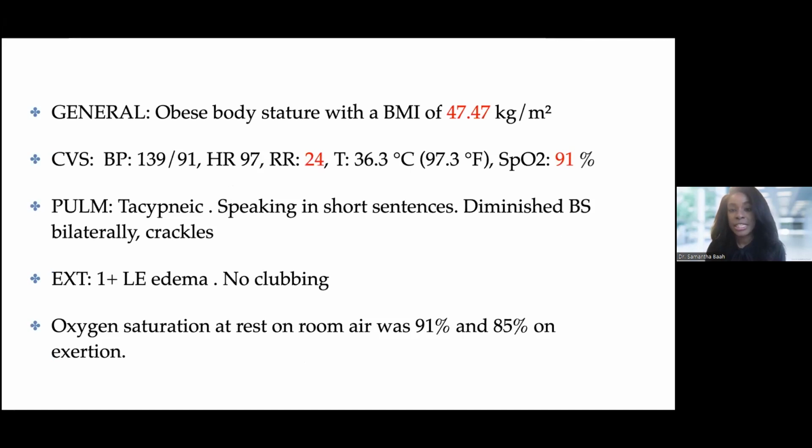So on exam, his BMI is 47, so he had an obese body stature. He's tachypneic, breathing at 24 times a minute, and his oxygen saturation is, I can't see that, it's low. On exam, he also has some lower extremity edema, no clubbing, and you walk him in your clinic, and he goes from 91% on room air, and he drops to 85% on exertion. And remember, this is a young guy.